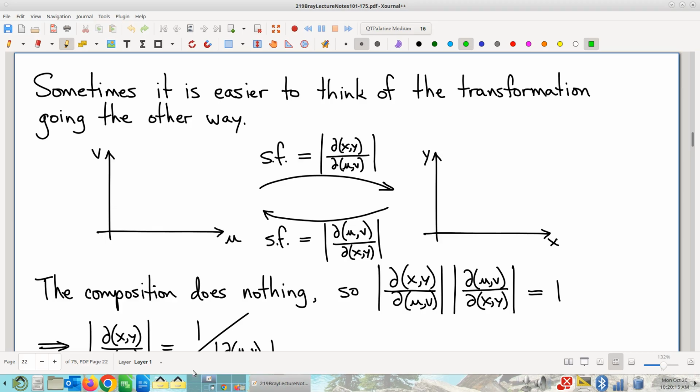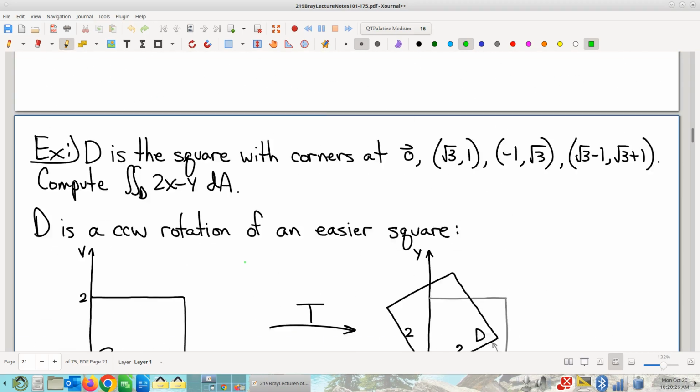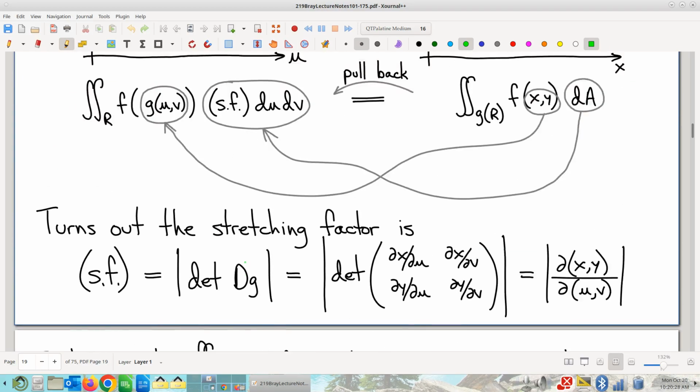So anyway, picking up where we left off, we were talking about change of variables. And remember the big idea. Why don't I rewind a bit here? We'll go back to here, we go.